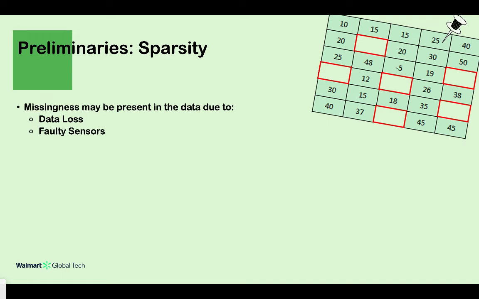Now let's briefly touch upon some of the preliminary concepts which this work is based on. The first thing that we would like to touch upon is sparsity. Sparsity or missingness, we will use these two terms interchangeably throughout this presentation. Missingness may be present in the data due to primarily two reasons. One is data loss and another is faulty sensors. Data loss can happen in practice in various ways.